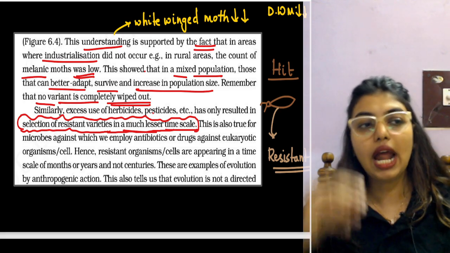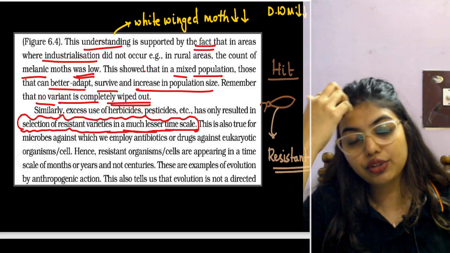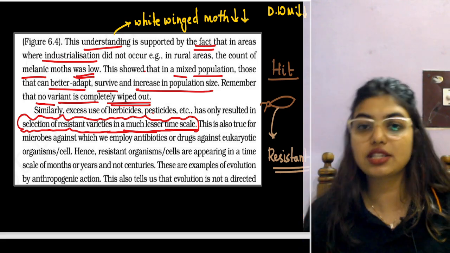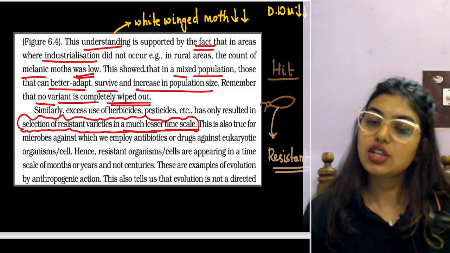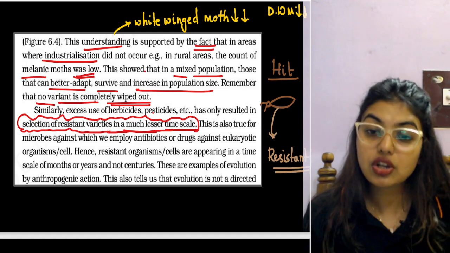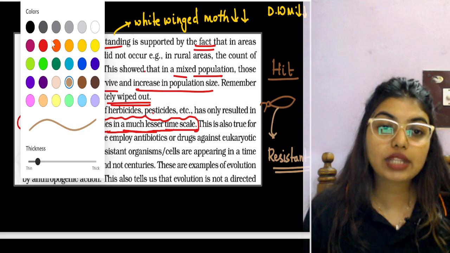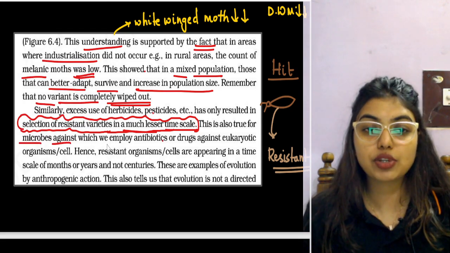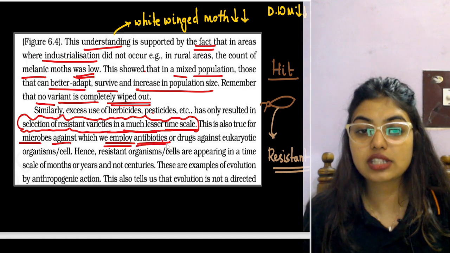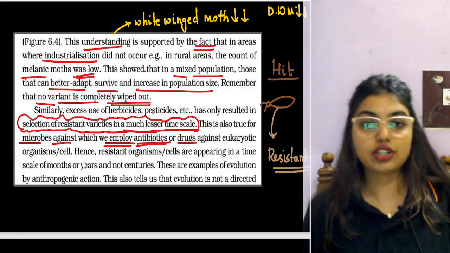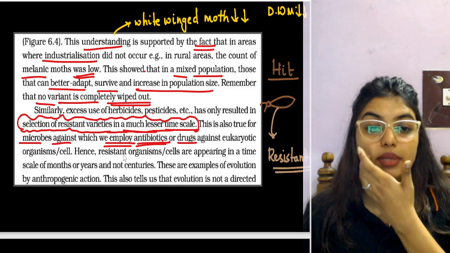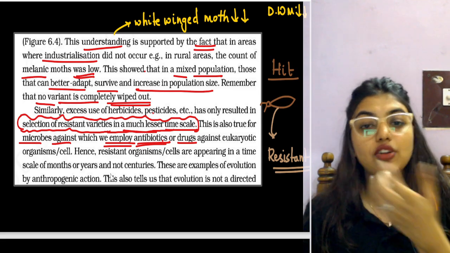This is a very simple example, but just imagine you continuously keep putting Hit on the cockroach. At one point, the next generation that is going to come is automatically going to be resistant to these chemicals. So the same thing is going to happen. This is also a kind of natural selection. This is also true for microbes against which we employ antibiotics, or drugs against eukaryotic organisms. Hence, resistant organisms or cells are appearing in a time scale of months or years and not centuries.